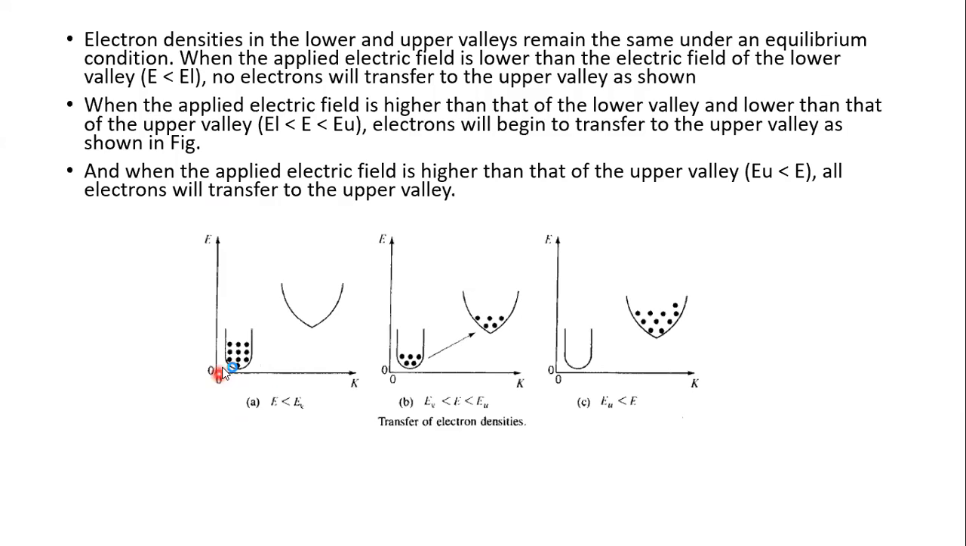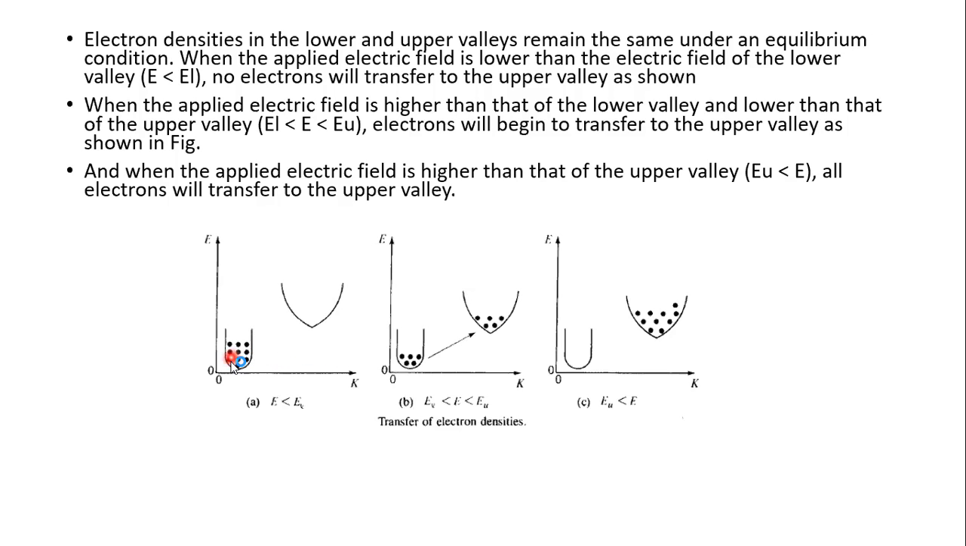So what happens is that under the influence of this applied electric field, which is lesser than the electric field of the lower valley, all the electrons will remain in the same valley. And if you increase this electric field, then the velocity of those electrons is going to increase because they're in the lower valley, and in this valley the mobility is high. Okay, mass is lesser, so of course the velocity will be more because of the larger mobility.